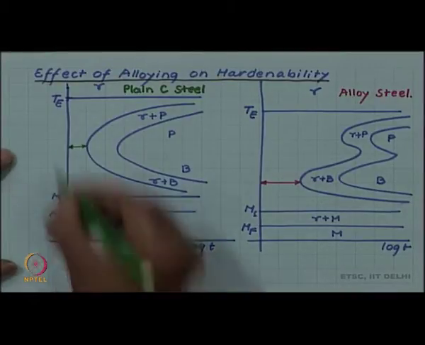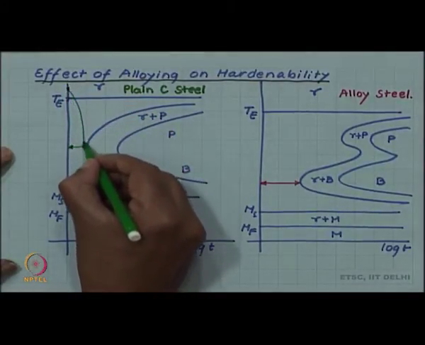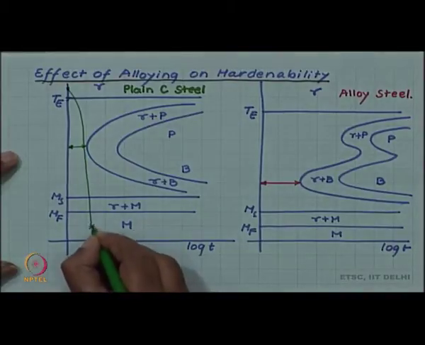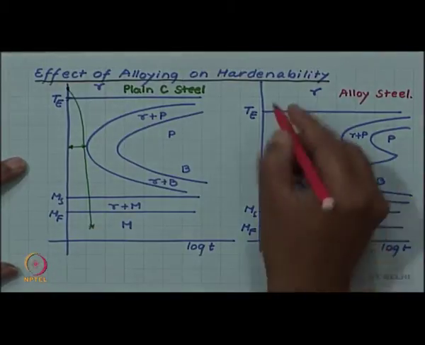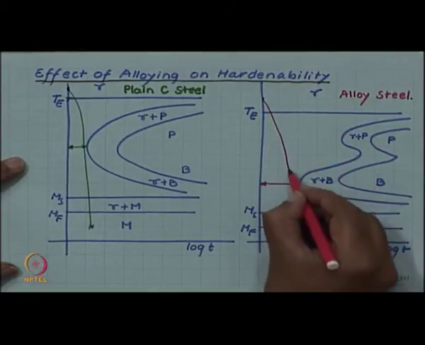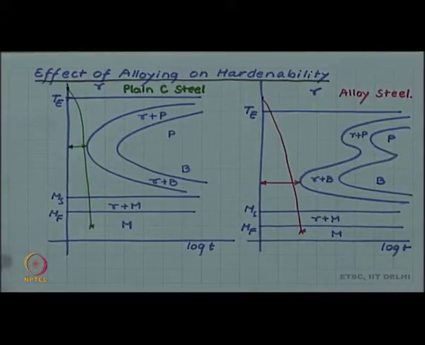So, we have to quench at a rate much faster to form martensite in plain carbon steel, whereas we can go a little slower to form martensite in alloy steel. So, an important conclusion from this is that alloying increases the hardenability of steel.